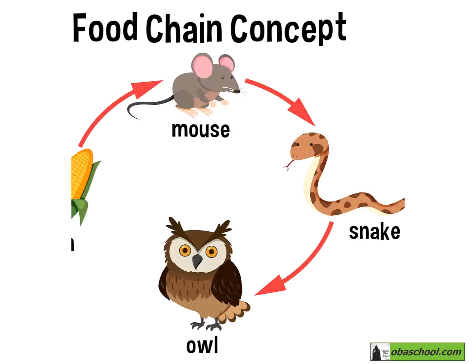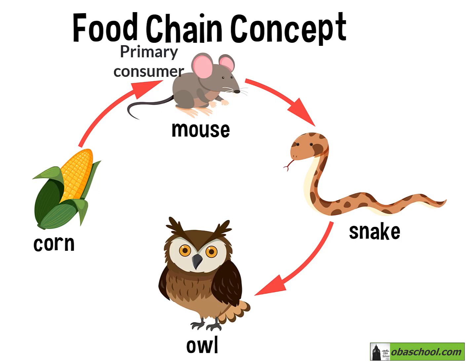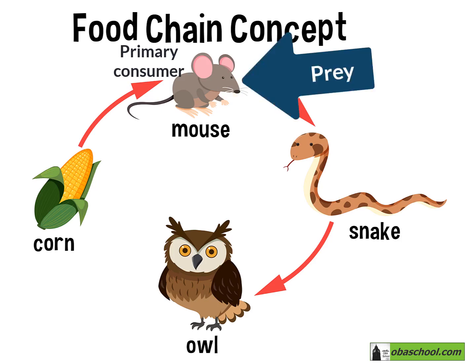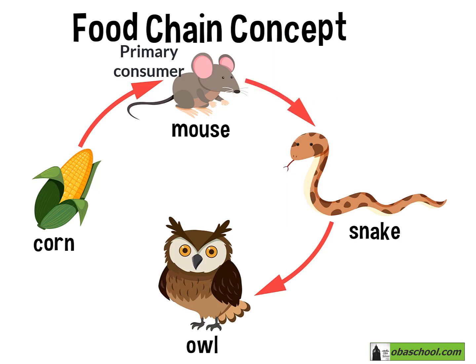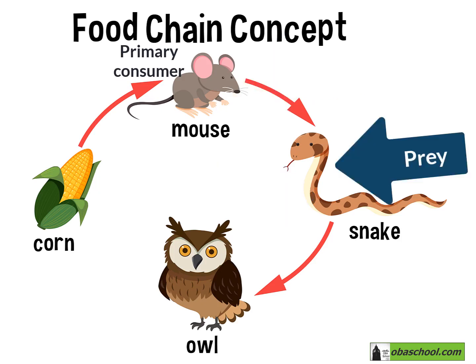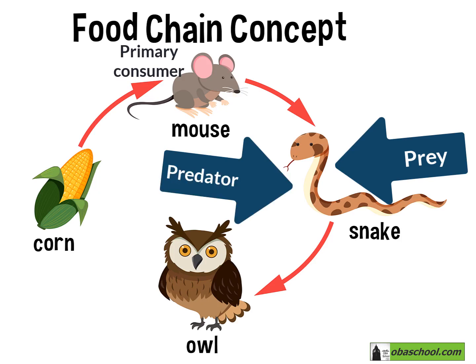For example, in this food chain, the mouse will be eaten by the snake, and the snake will be eaten by the owl. The mouse is the primary consumer, and it is at the same time the prey because it is eaten by the snake. The snake will be the predator because it will eat the mouse. At the same time, the snake is the prey because it is eaten by the owl. So, in this food chain, the snake is the predator and the prey at the same time.